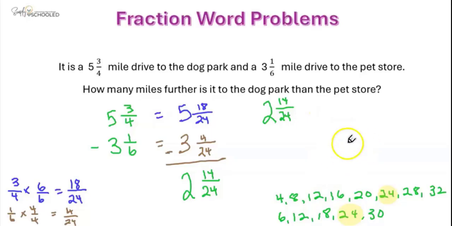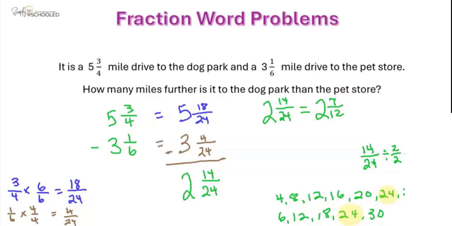Now remember, we always want to simplify our answer. Right away, we notice that 14 over 24, those are both even numbers. So we can take 14 over 24 and divide it by 2 over 2, and we get 7 over 12. So we can simplify this answer to 2 and 7/12. And so that's the answer. Remember, when you're doing a story problem, you have to have the right operation. You have to make sure with mixed numbers that you have like denominators, then add or subtract, and then always simplify your answer.